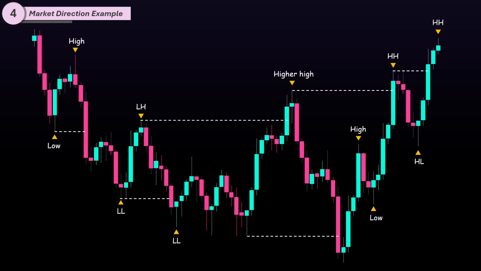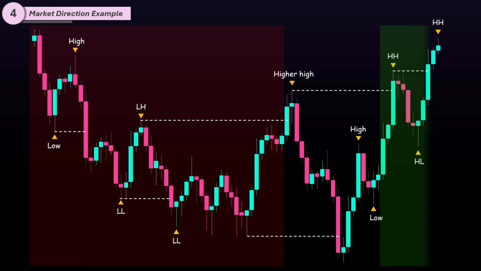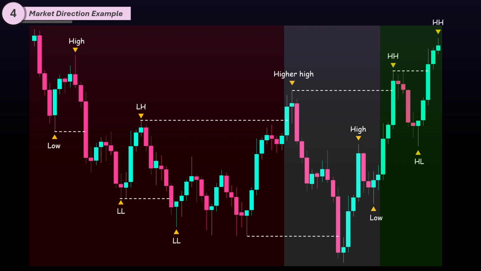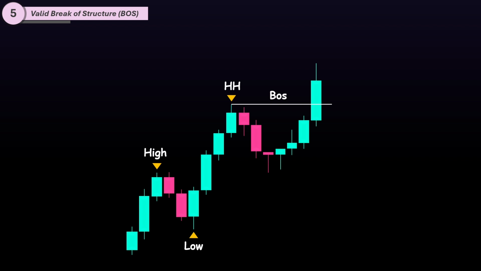So if we wanted to mark the market direction in this example, it would look like this. The red areas show when we had a bearish trend, the green area shows when we had an uptrend, and the gray areas are neutral, with no clear direction. Now, we have already mentioned several times that a break of structure signals trend continuation. Additionally, it allows us to pinpoint the recent swings.